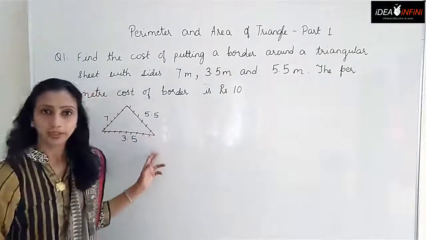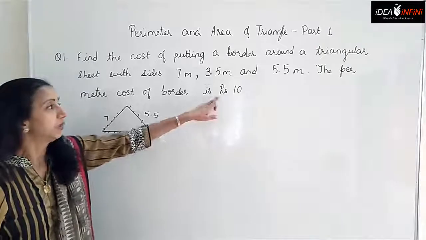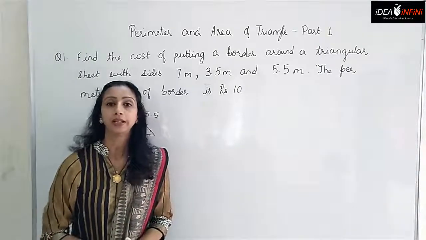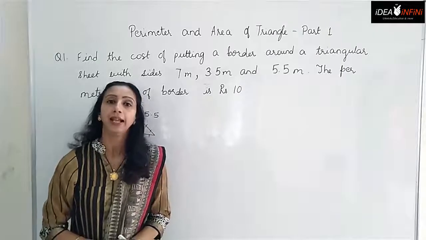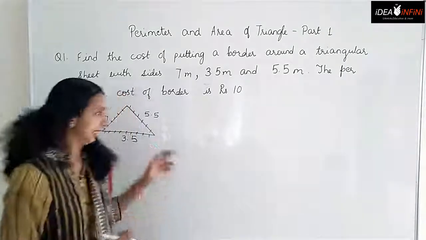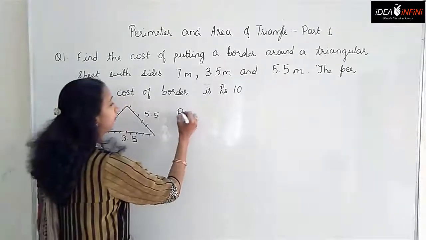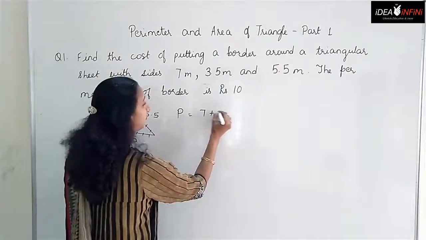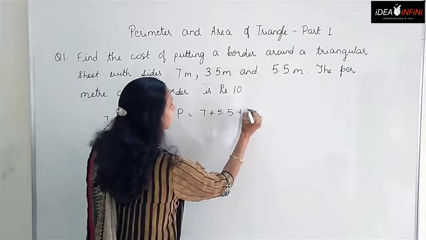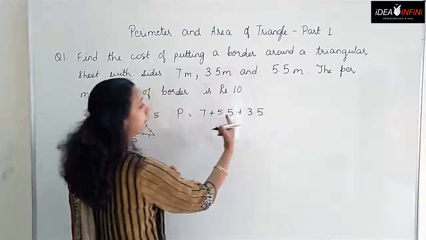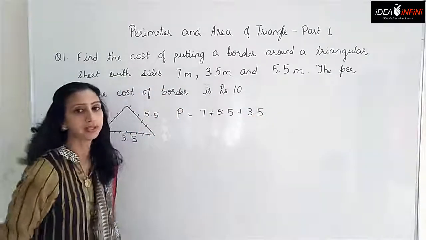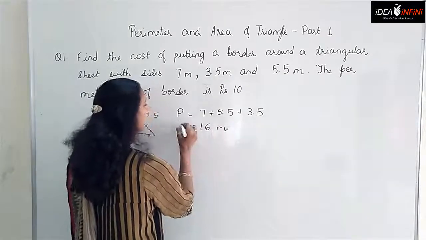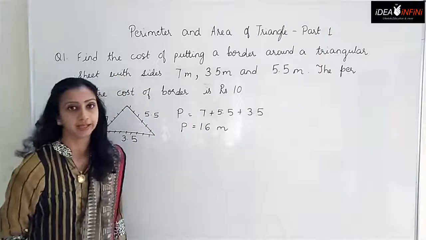Here if I calculate the perimeter, then I know that the cost of border per meter is rupees 10. So I multiply the perimeter with rupees 10 and I get the total cost of the border. Let's see how to do it. First of all, we find out the perimeter. We add up all these sides, 7 plus 5.5 plus 3.5. See, 3.5 and 5.5 when we add together, it's 9. 9 plus 7 is 16. So the perimeter is 16 meters.